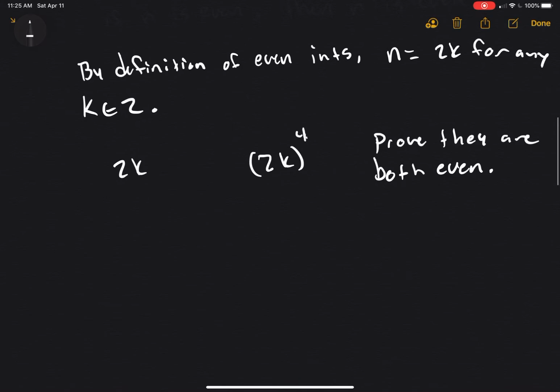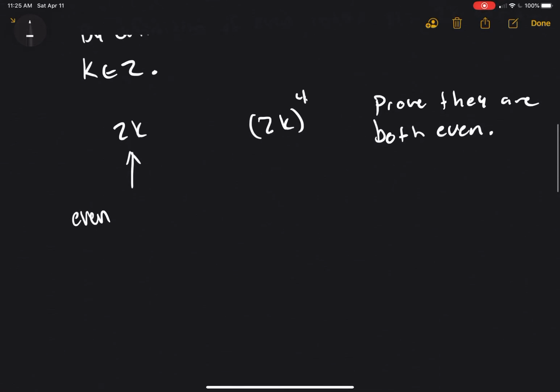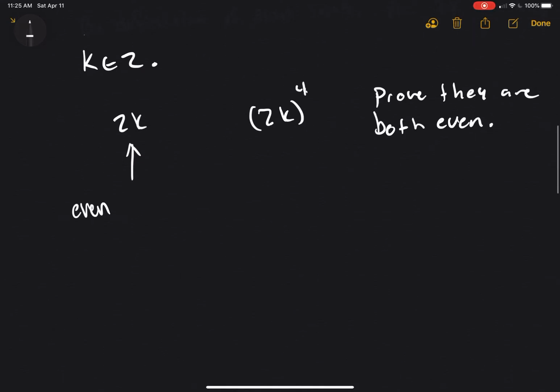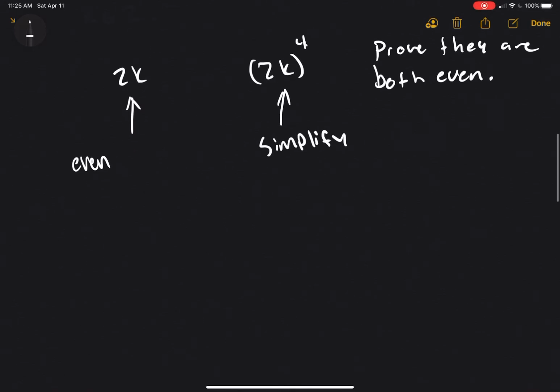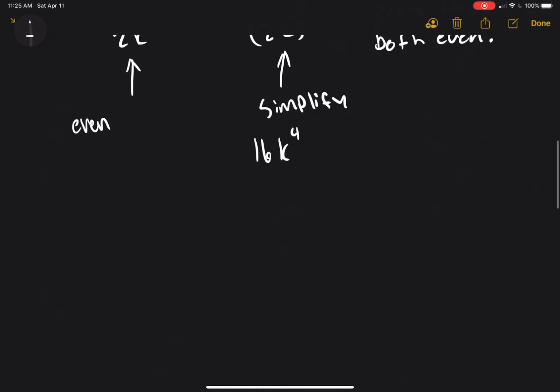Okay, so obviously this one is even because it's actually the definition of an even integer. However, we will have to simplify this one to prove that it's even. So to simplify, we will get 16k to the fourth. And to prove that it's even, we'll factor out a 2, and we'll have 2 times 8k to the fourth.